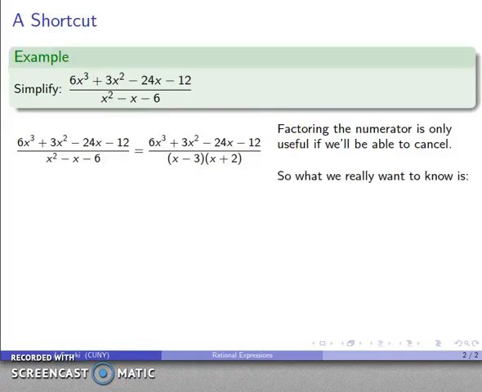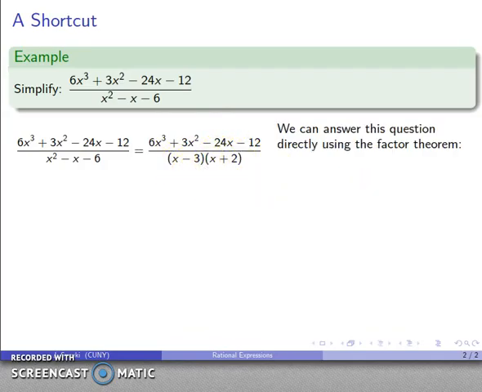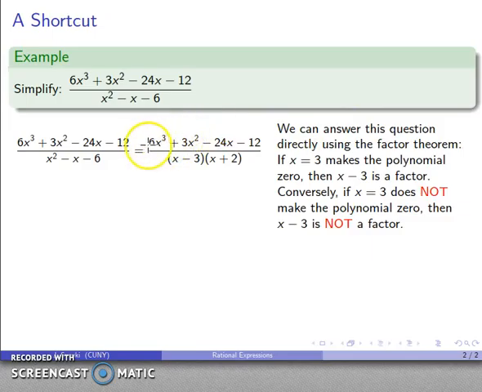So what we really care about, what is really important here, is: is x minus 3 a factor of the numerator, or is x plus 2 a factor of the numerator? And so I can determine not whether the numerator factors, but whether its factors include x minus 3 or x plus 2. So I can answer this question directly using the factor theorem. If x equals 3 makes our numerator equal to 0, then x minus 3 is a factor. And conversely, if x equals 3 does not make this numerator 0, then x minus 3 is not a factor, and I don't have to worry about it.